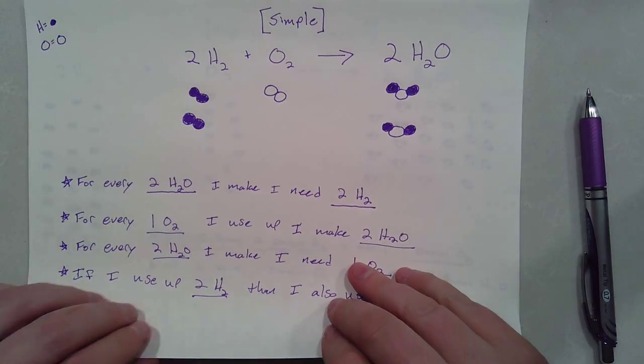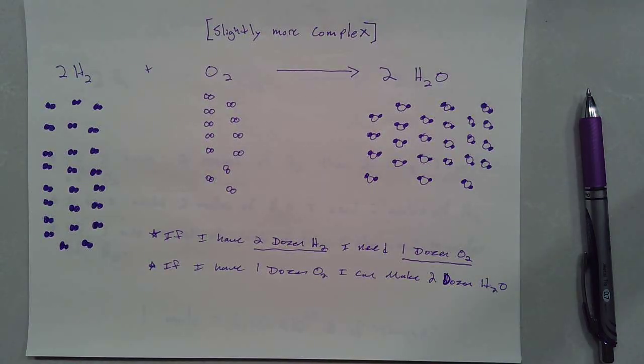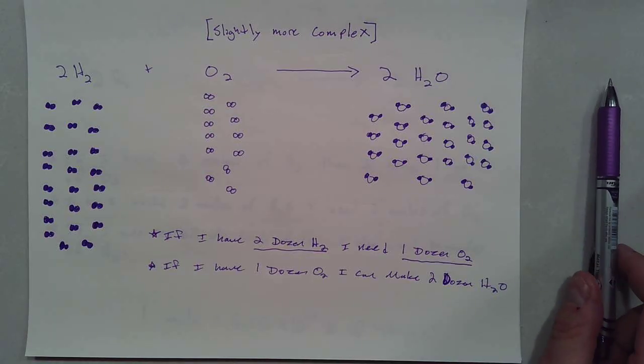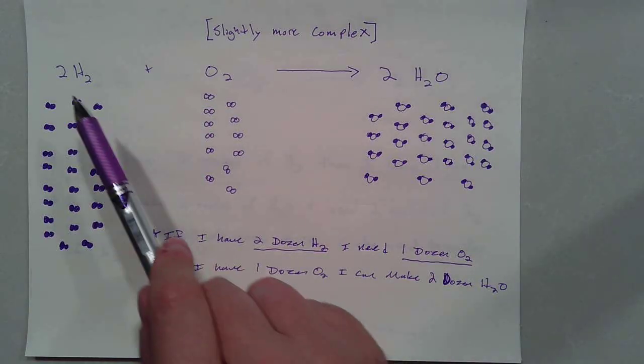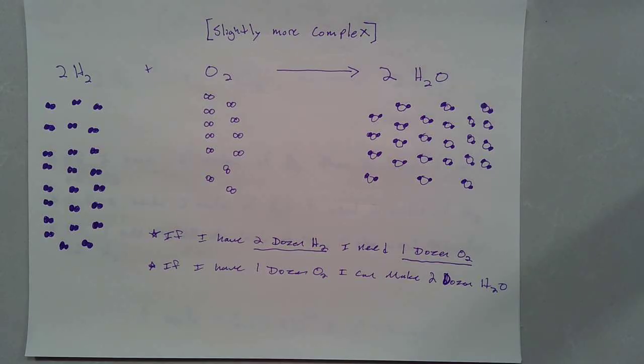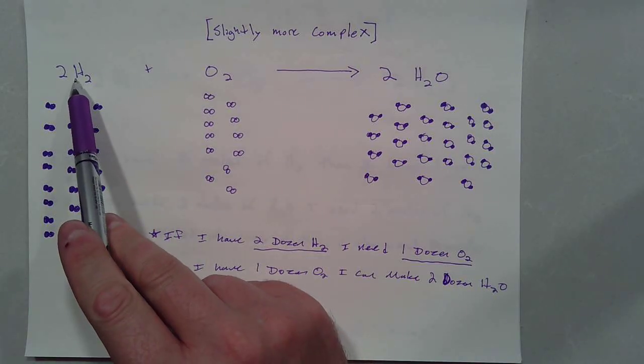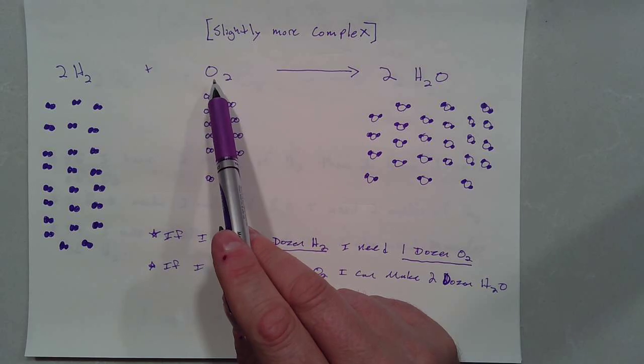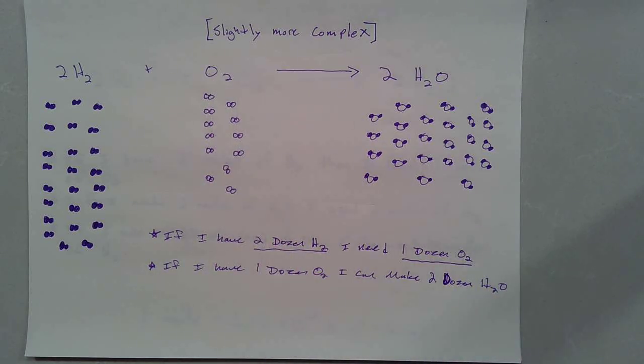Let's look at that using a different value. Let's use a dozen, because it works the same way, because this is just how things relate to each other. So if I have 2 dozen H2, and H2 is diatomic, so it's always going to be attached to itself, so if I have 2 dozen H2s and it reacts with 1 dozen O2s, I'm going to end up with 2 dozen waters. So look at down here.